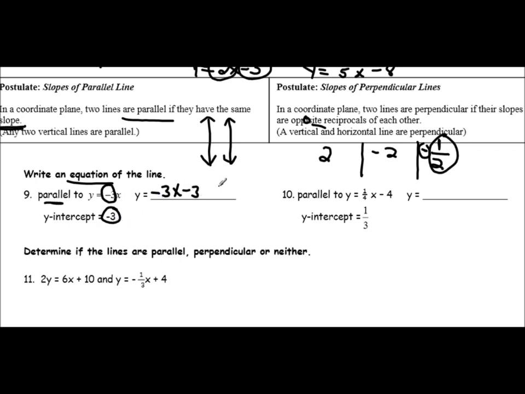Number 10, parallel to y equals 1/4 x minus 4 with a y-intercept of 1/3. So if I want a line parallel to 1/4 x minus 4 with a y-intercept of 1/3, well, parallel means keep the same slope, so it's going to be 1/4 x, and given a y-intercept of 1/3, my new equation would be y equals 1/4 x plus 1/3. So this line is parallel to the given line.